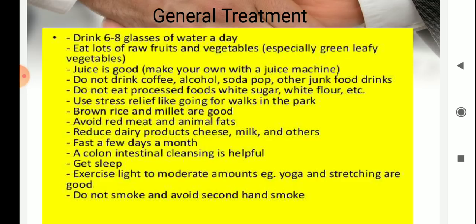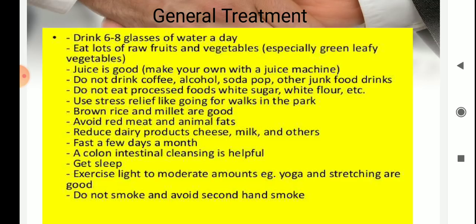Don't eat processed foods. So this is more than jaundice, it's a general good lifestyle and food habits that even a healthy person can follow. Don't eat processed foods, white sugar, white flour. Use stress relief like going for walks in the park. Brown rice and millets are good.